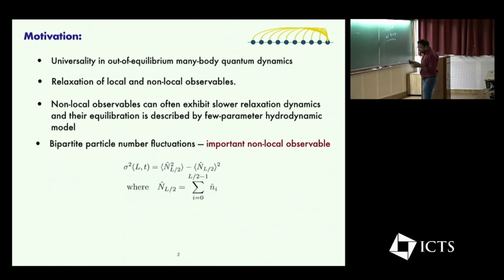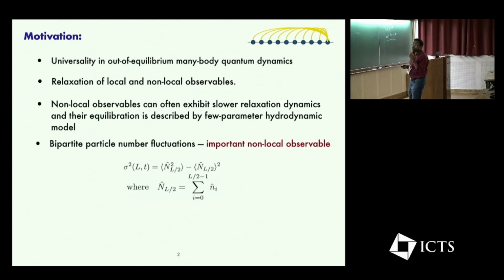Given a lattice, one very common non-local observable that one can think of is a bipartite number fluctuation. So you have a lattice of size L and you choose any domain of your choice. In this case, we are choosing a domain which is half of the lattice size. You basically ask, within this domain, I'm going to look at the number fluctuation. So I have some lattice and some number of particles, and I fix a domain and look at what the number fluctuation in that domain is as a function of time.